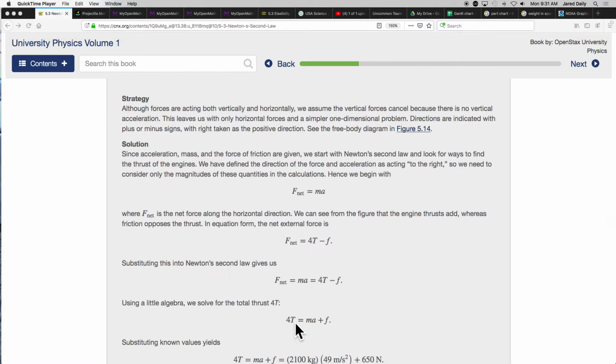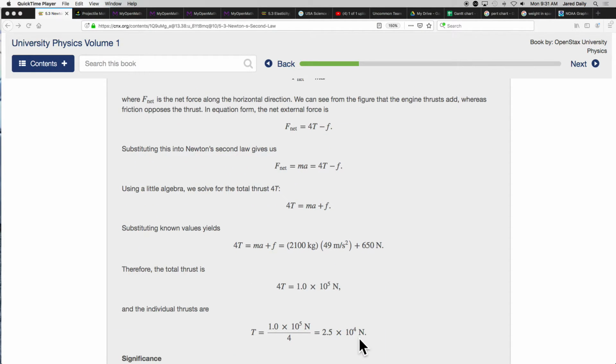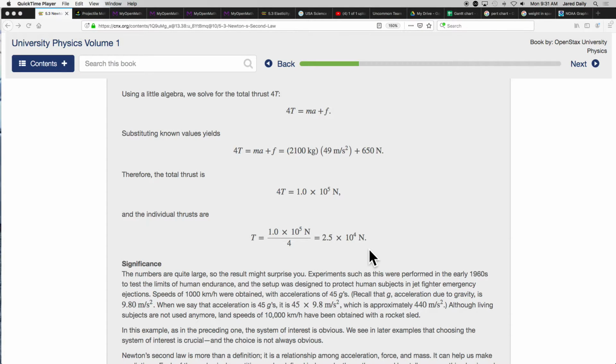So we solve for big T, and it turns out that 4 times big T is going to be equal to mass times acceleration plus the friction. We plug in our numbers, solve for T, and we get the thrust at 2.5 times 10 to the 4 newtons. Newtons, kilograms, meters per second squared. So it's really not that different than dealing with acceleration and velocity and everything else with vectors, but it is a different thing. It is the thing that causes the acceleration.